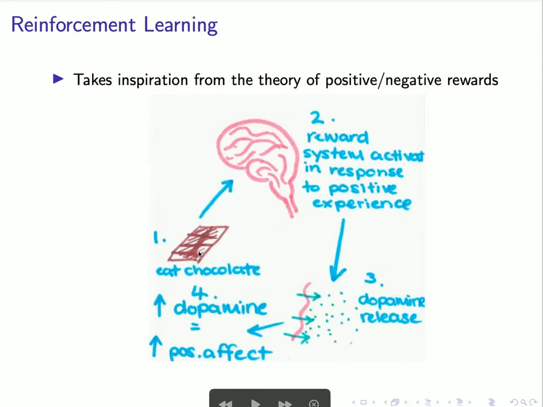So you eat chocolate, your brain releases dopamine, so you get a positive response to a positive experience, and then this feeds back into you wanting to eat more chocolate, right? And you do that forever until you probably die, or you get fat. Or well, until you get a negative reward.